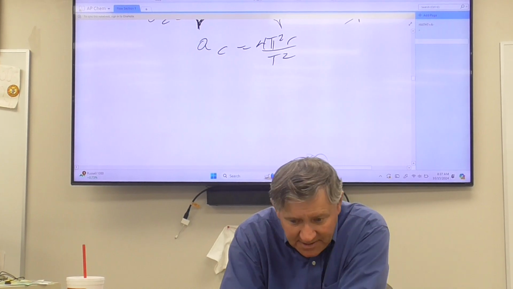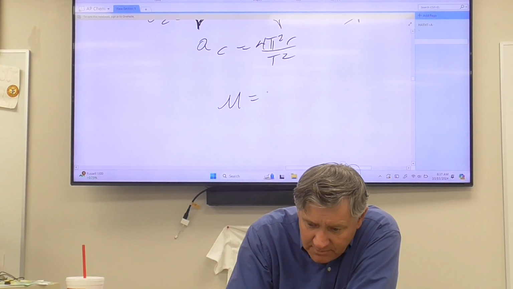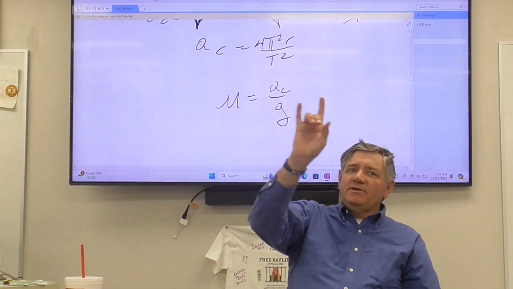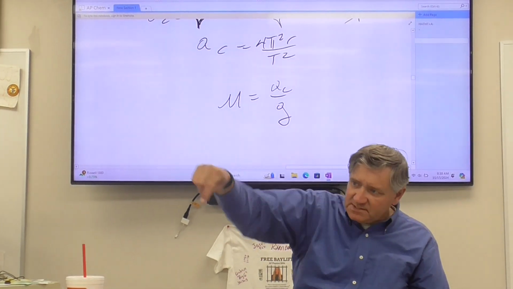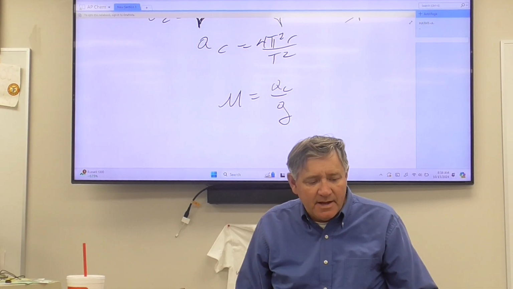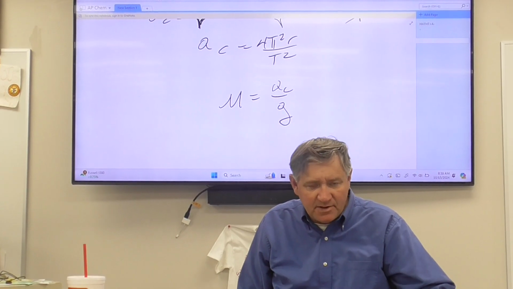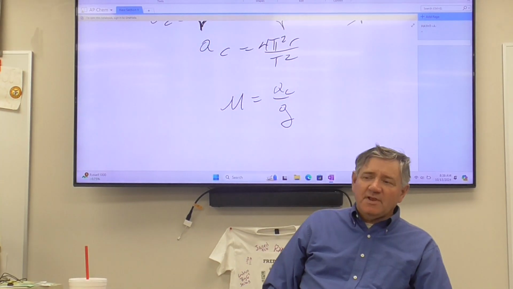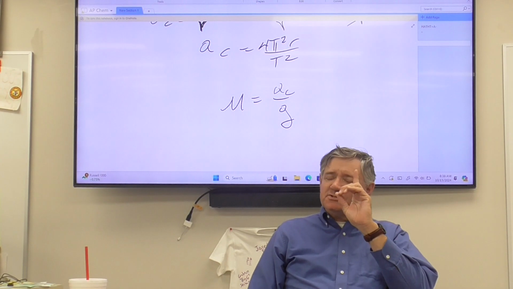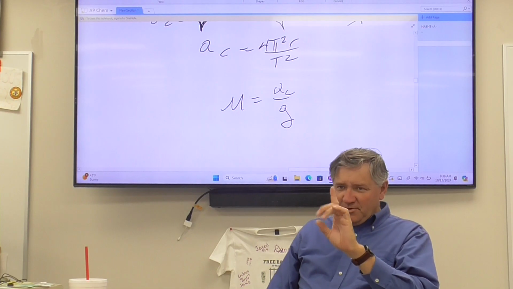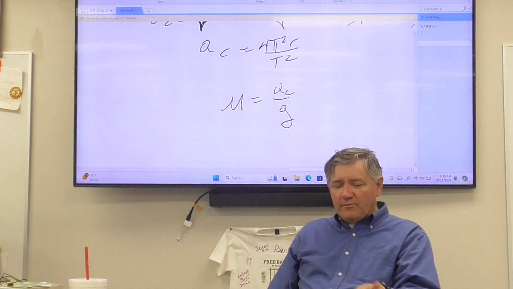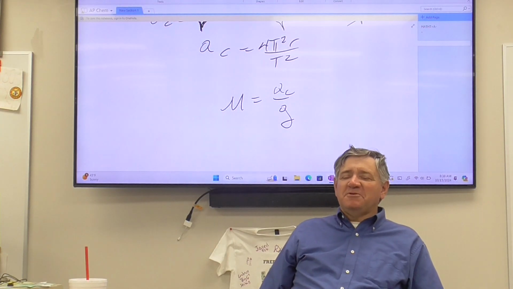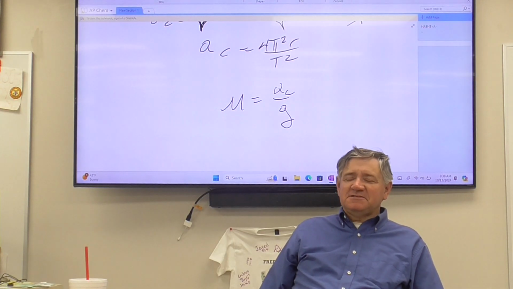Now, we just said that mu equals a_c over g. So here's where we take this to the next logical step. As I spin this up and make it go faster and faster and faster, which quarter will fly off first? The outside quarter, the inside quarter, or will they both fly off at the same time? Cohen, what was your statement?